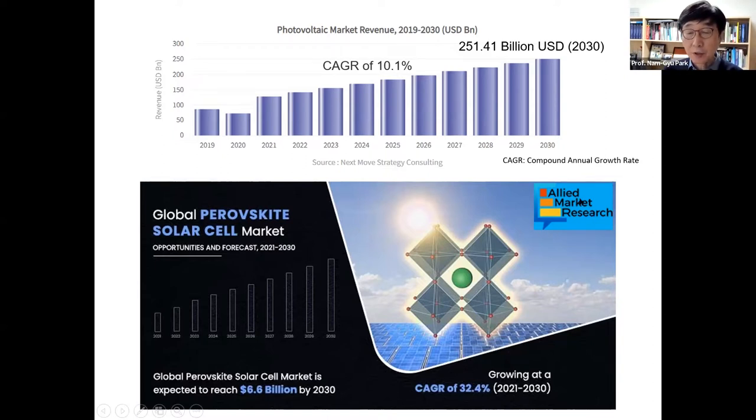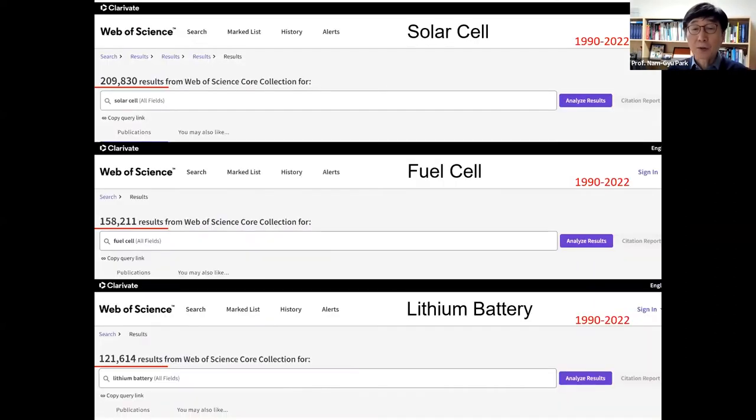And also, recently, some market research reports the global photovoltaic perovskite solar cell market is expected to be about 6.6 billion US dollars by 2030, which means a compound annual growth rate of 32.4%, a huge growth is expected.